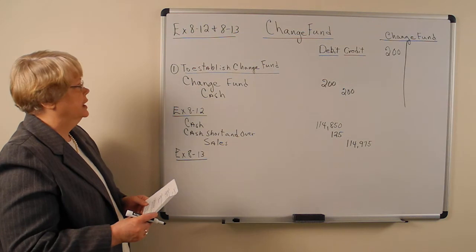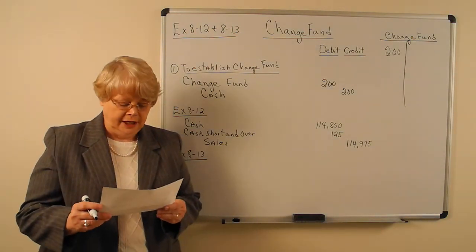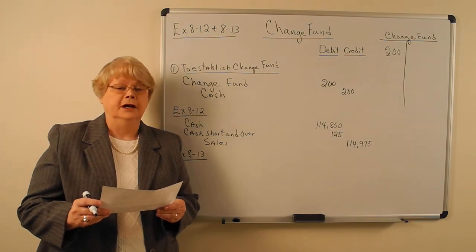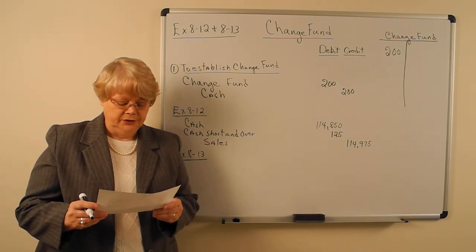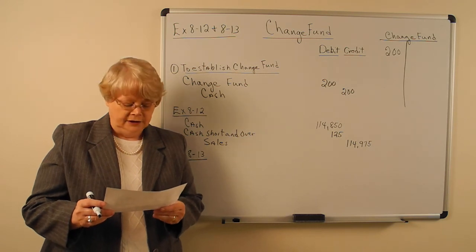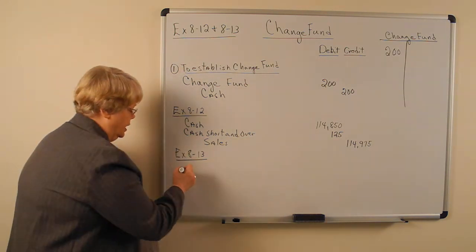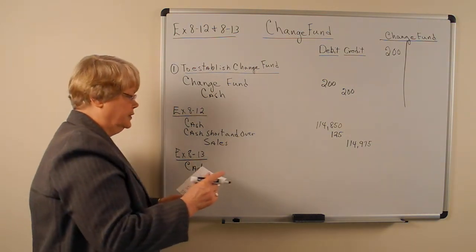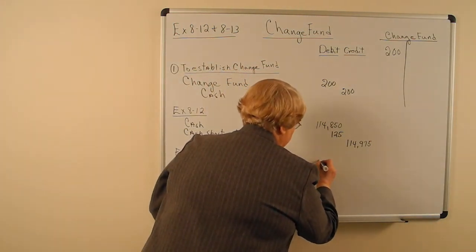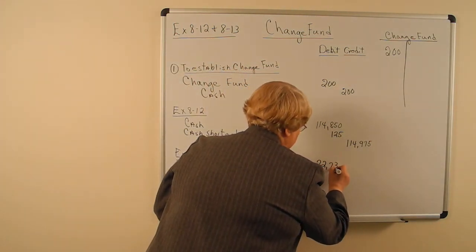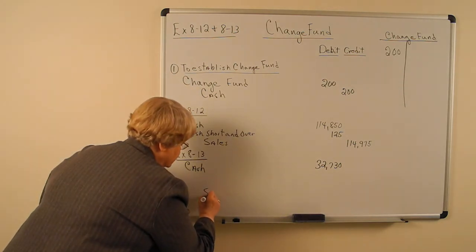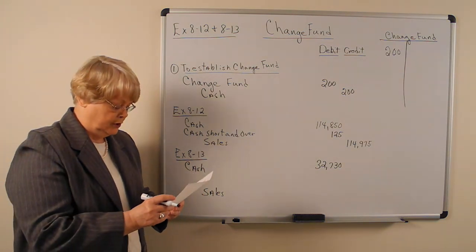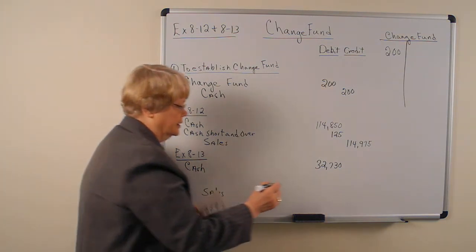All right, let's take a look at the next one, which is 8.13. The actual cash received from cash sales was $32,730. The amount indicated by the cash register total was $32,690. So let's take a look at that one. We're going to record a debit to cash for the actual cash received of $32,730. Okay, we're going to record a credit to sales for the amount of sales indicated by the cash register total, and that was $32,690.